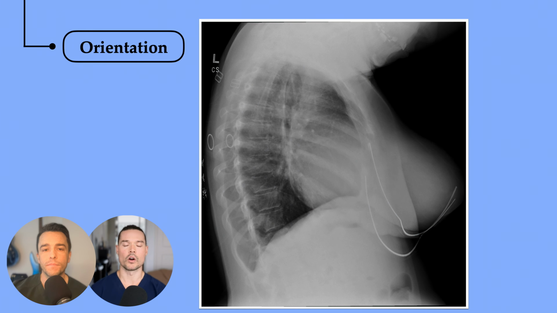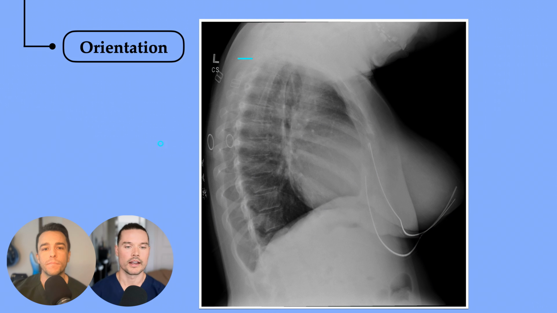Laterals might not always be the same orientation. You essentially use your context clues. You can see that the spine is on the left, so that is posterior. And then the other aspect of that must be anterior. So let's distinguish between AP and PA on a chest x-ray.